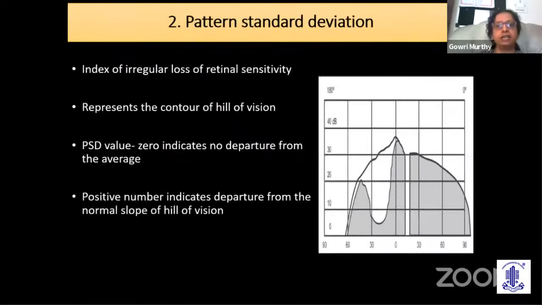So the pattern standard deviation, in contrast, is the index of irregular loss. So in the PD plot, what you saw is the generalized loss was removed, and the areas where there is localized depression, these are the ones which are shown. And this PSD index shows the departure from the normal slope of the hill of vision. So higher the PSD, more localized the field loss.